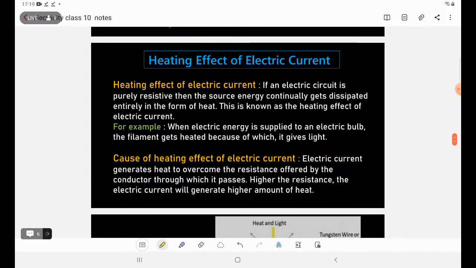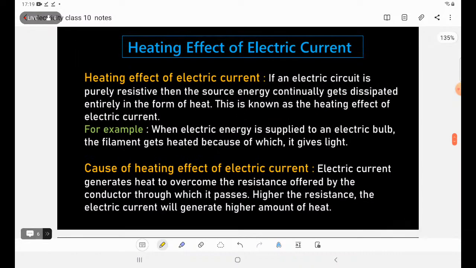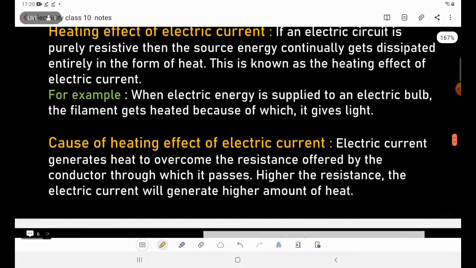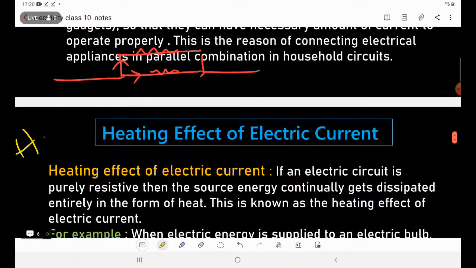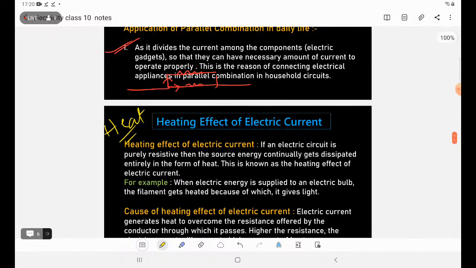So let's go to the second topic of this video, heating effects of current. So we know the source of electricity is a cell. If we keep the cell working for long hours, when we touch the device, it will be heated. That means there will be some heat in it.